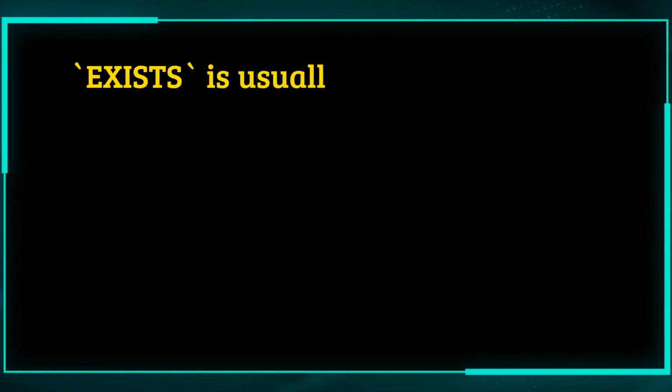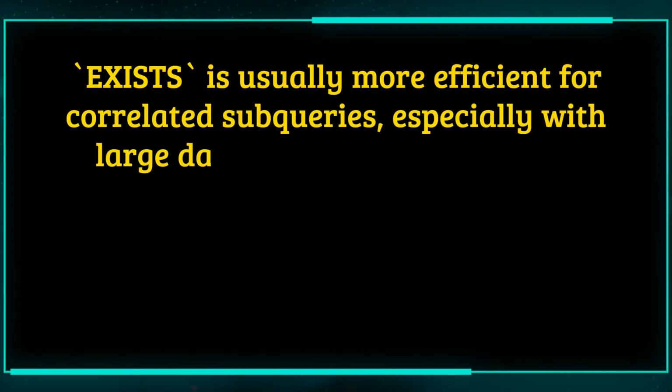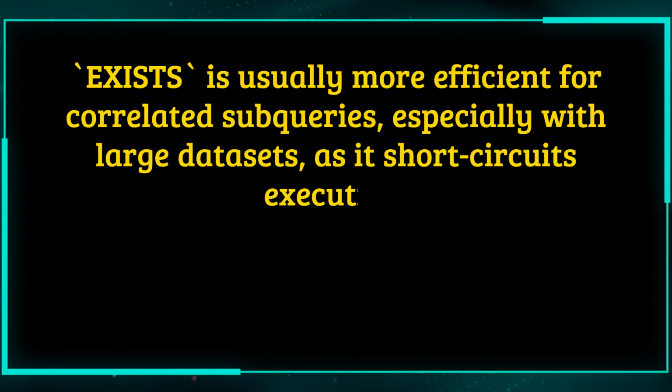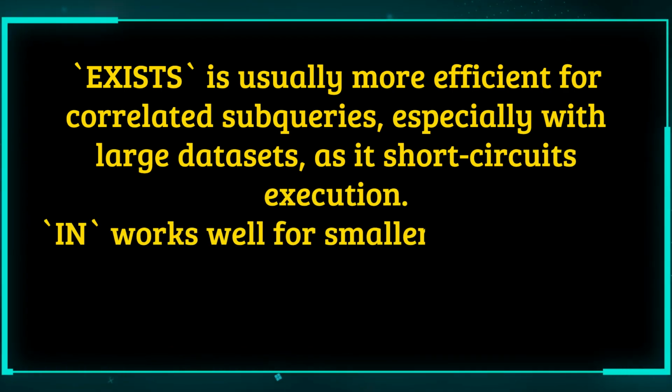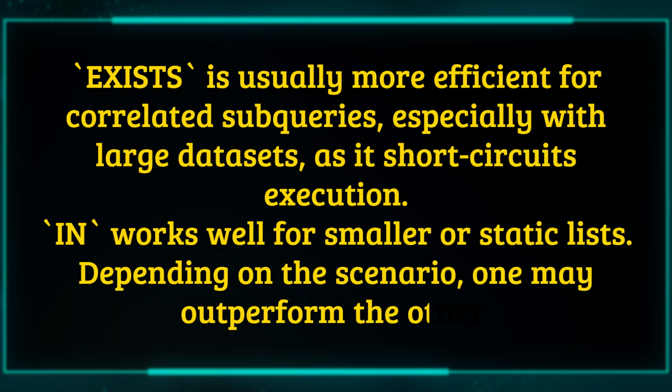Exists is usually more efficient for correlated subqueries, especially with large datasets, as it short-circuits execution. In works well for smaller or static lists. Depending on the scenario, one may outperform the other.